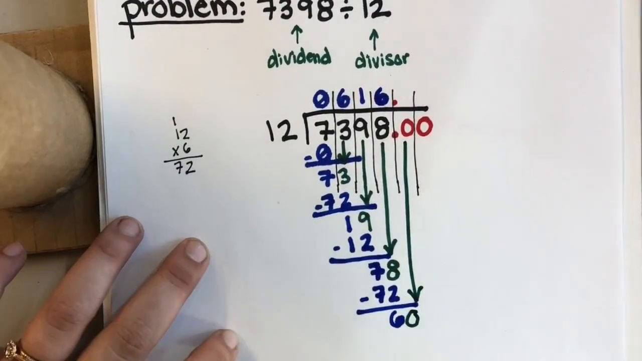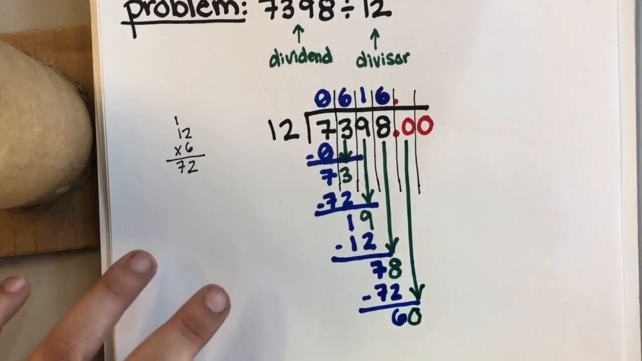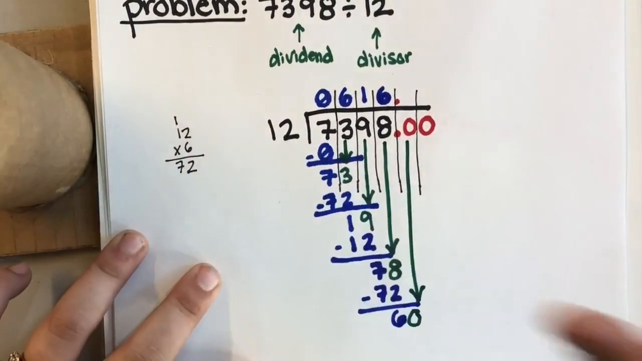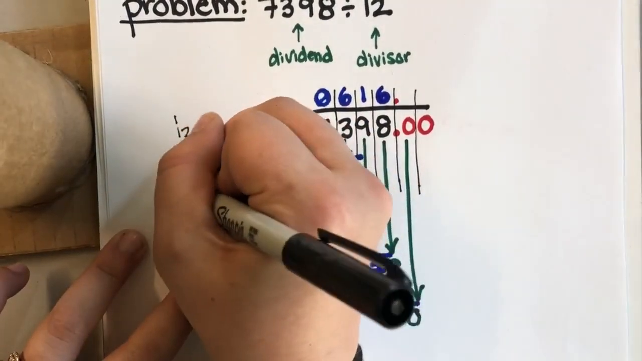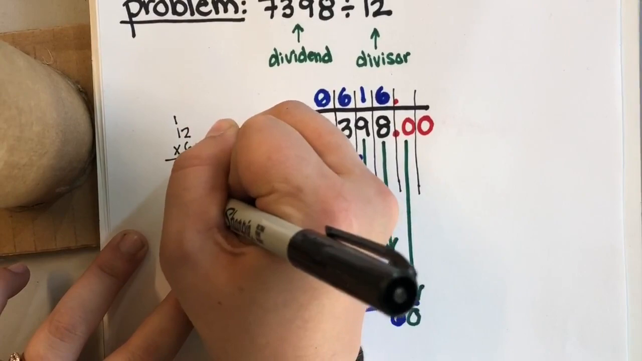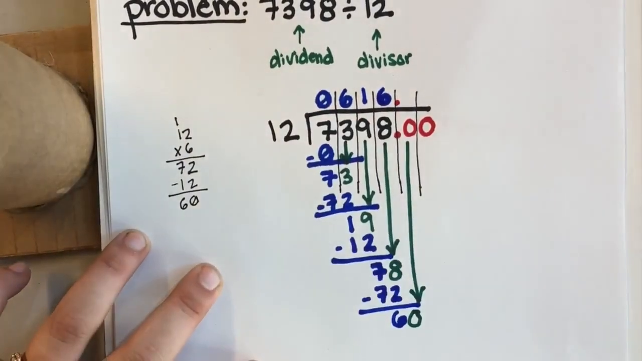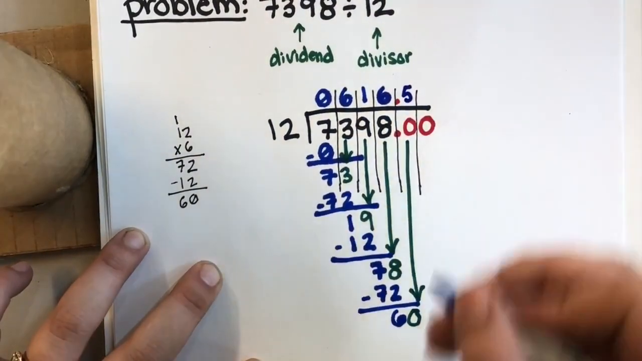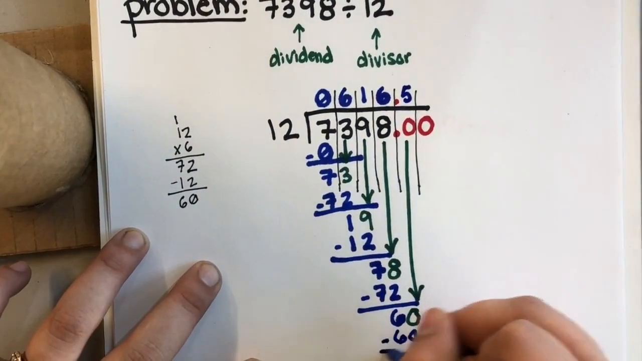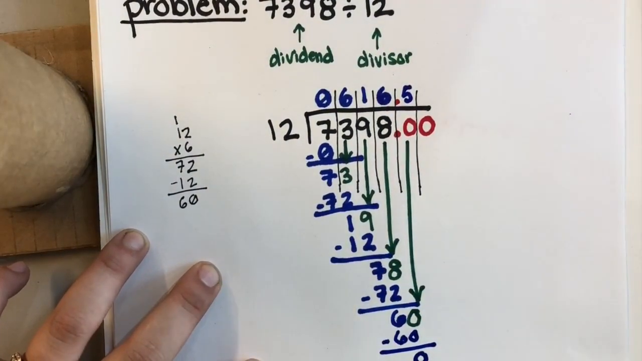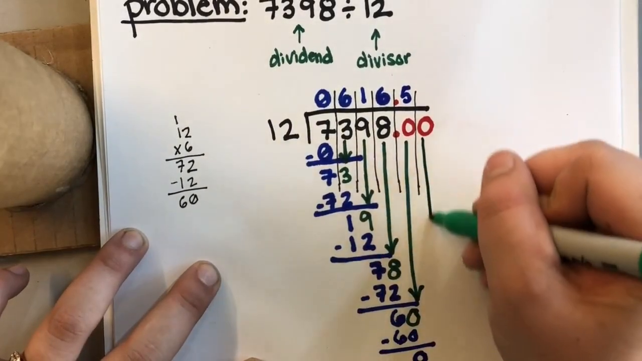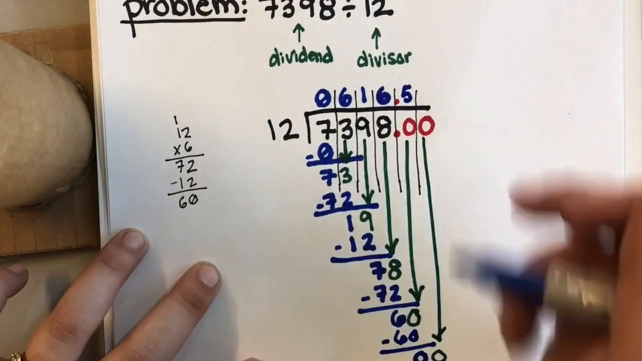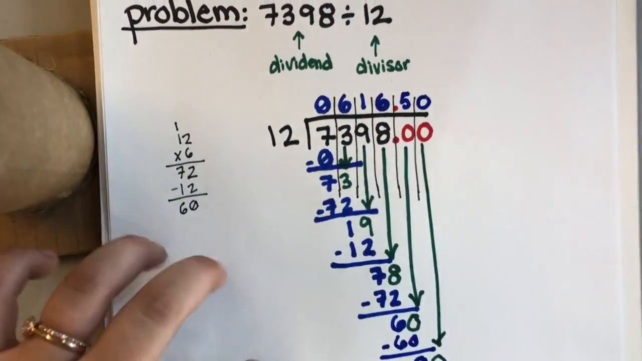So I'm going to bring down 60. I know that 12 times 6 is 72, and 72 minus 12 is 60. So I know that 12 times 5 is exactly 60. I can bring down that next 0 if I want, but since my remainder is 0, 12 is just going to go into 0 times.